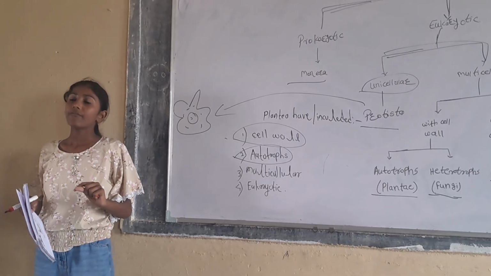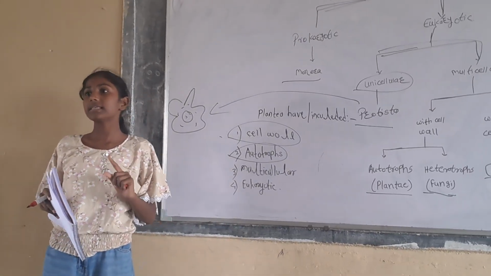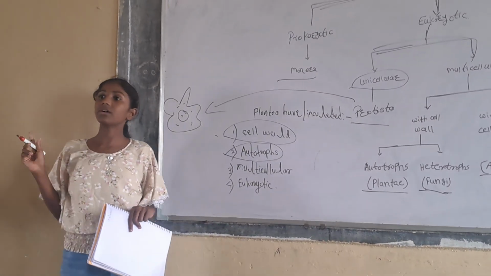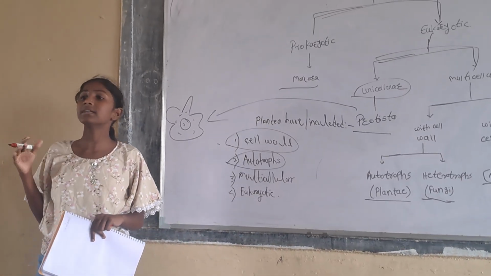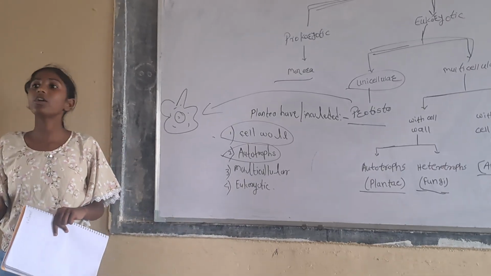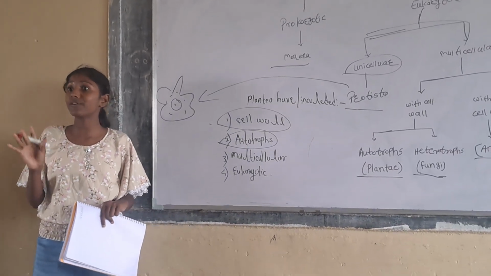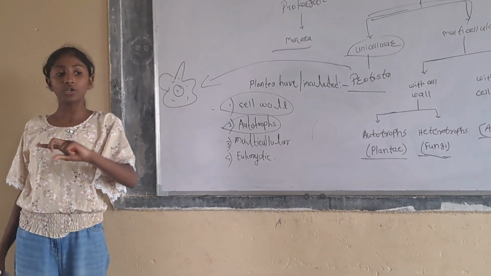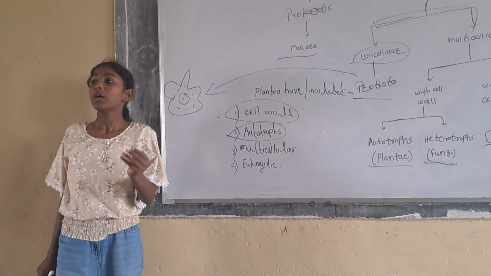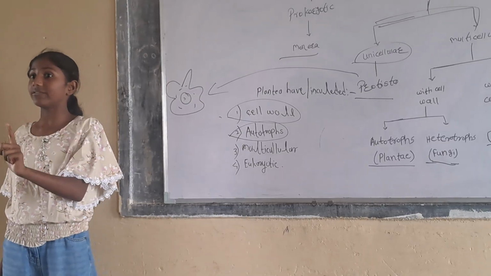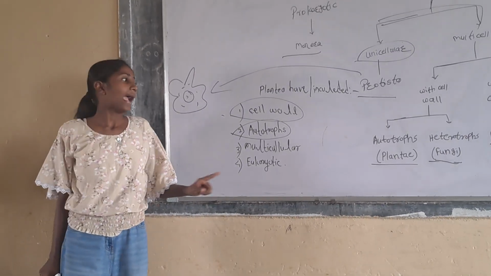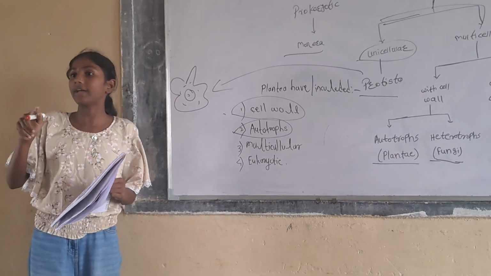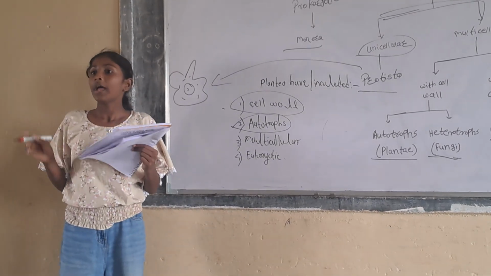The second one is Bryophyta, which is called the amphibian of the plant kingdom. Means they live on the soil as well as in water. We hear about amphibian animals, but we have not heard about amphibian plants. First time we are listening to this, right? Amphibian plants live on soil as well as water, like amphibian animals. The example of an amphibian animal is the frog, and the example of amphibian plants is Bryophyta.